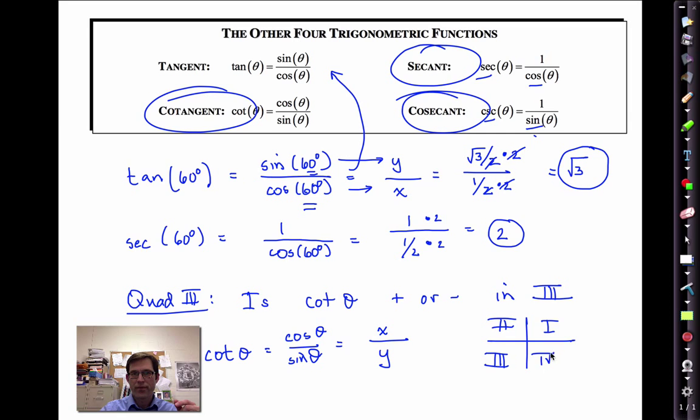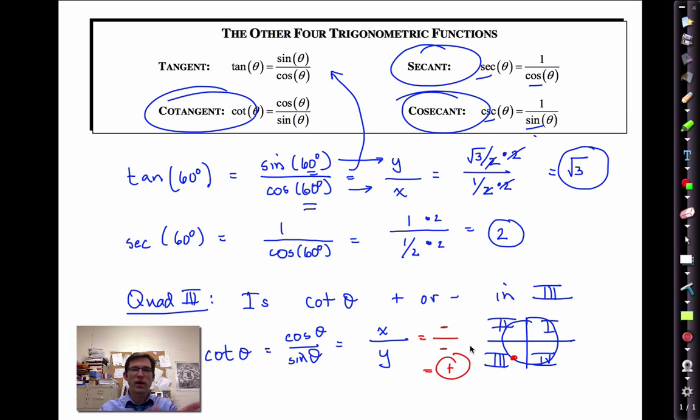If we had this unit circle and we had a point, let me draw in red, a point in the third quadrant, well, the x-coordinate would be negative, right? The y-coordinate would be negative, so the cotangent would be positive. The cotangent would be positive in the third quadrant.